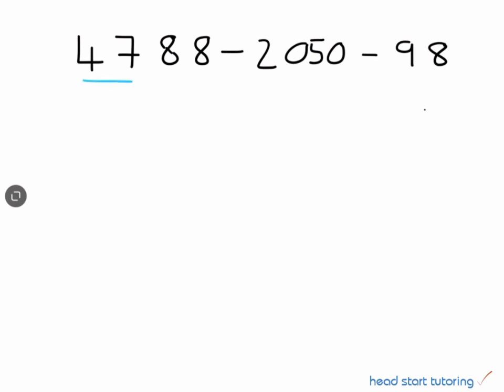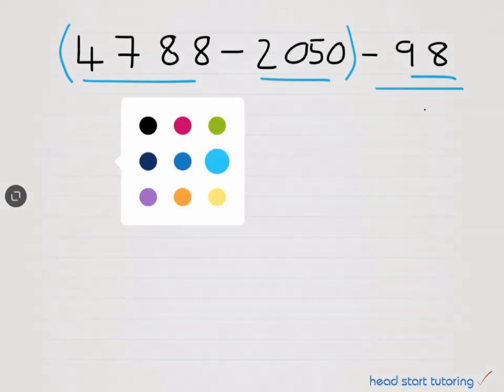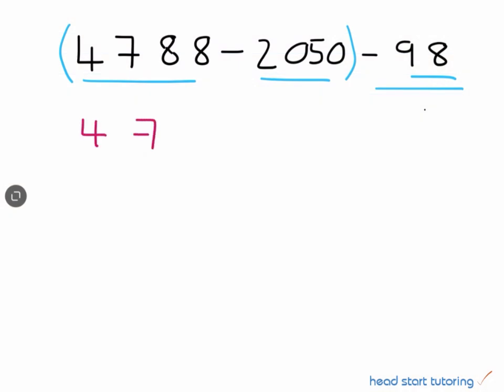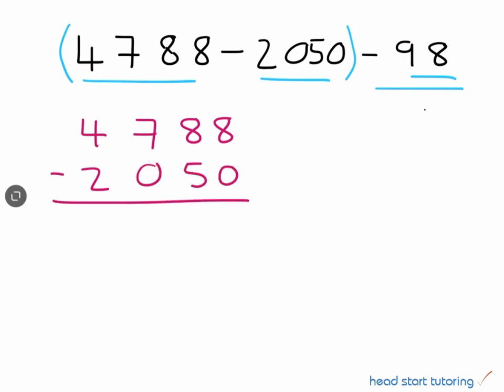When we are subtracting three numbers, we need to do exactly the same as when we were adding and subtracting with three numbers. We first need to do the first two numbers, and then we will minus the 98. So we've got 4,788 minus 2,050. So we do that first. 8 minus 0 is 8. 8 minus 5 is 3. 7 minus 0 is 7. And 4 minus 2 is 2.